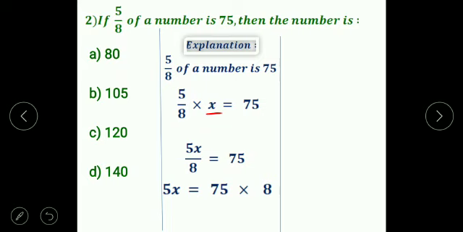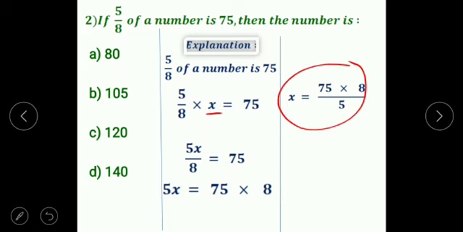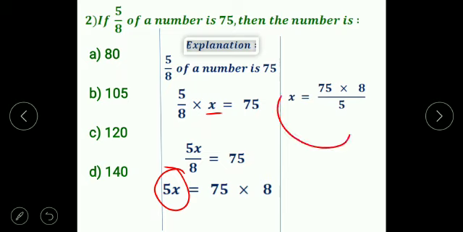Okay, now again the same concept. The sign between this 5 and x is multiplication. So we have to shift this 5 to the right hand side, and at that time we have to change the sign. So what is the next step here? x is equal to 75 into 8 divided by 5. Because on the left hand side the sign between 5 and x is multiplication, that's why we have to divide by 5. That means we change the sign of this 5.